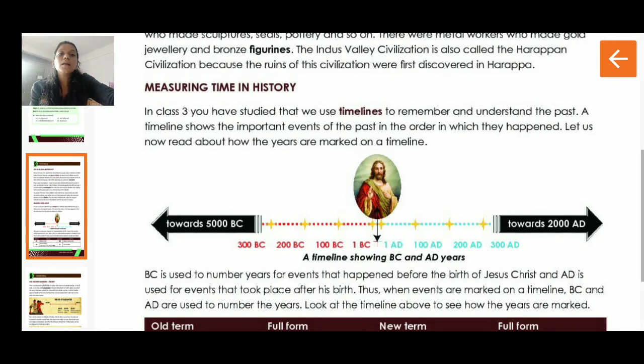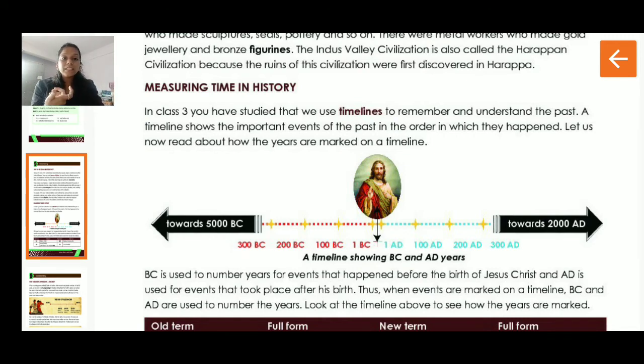And the next is measuring time in history. Now how was the time measured in history? Here comes the timeline. You can see the timeline they have given you. One side shows you towards 5000 BC and the other side shows you towards 2000 AD.